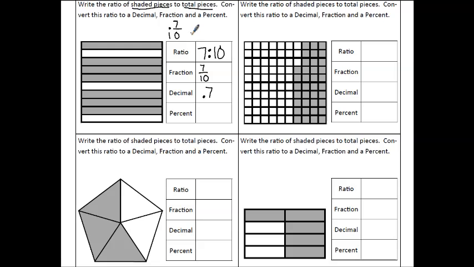Now 0.7 looks like 70 cents, and 70 cents would look like 70%. So I would move that decimal 2 places over to the right to show that we are going to get 70%.